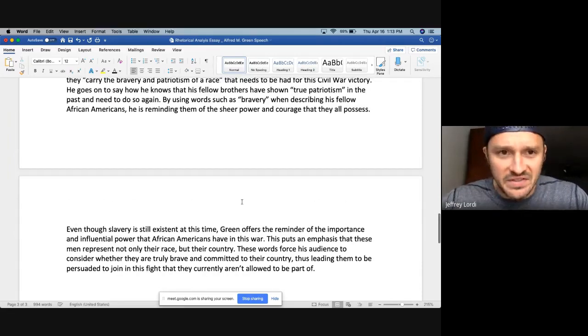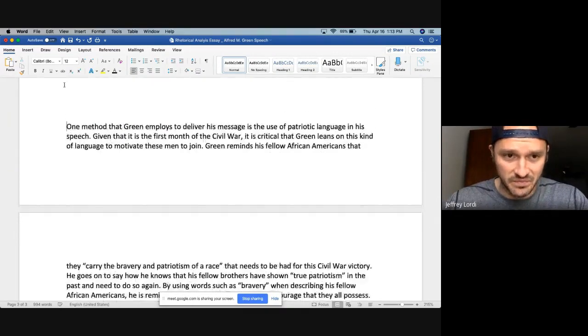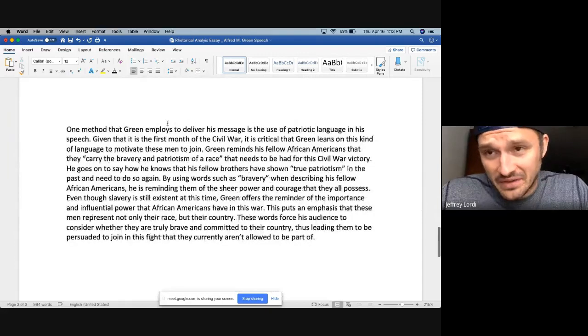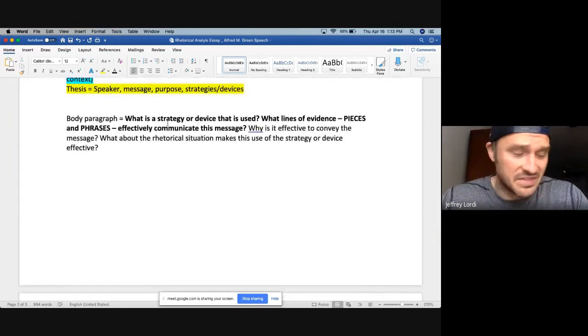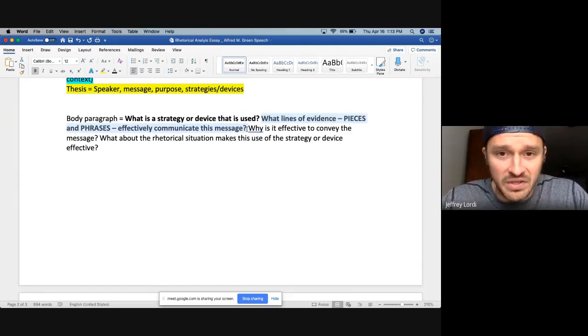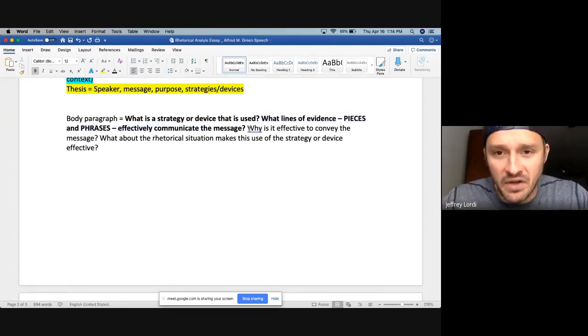All right, so this is not a perfect paragraph by any means, right? I'm actually going to bring this down here so we can see this. But I think it accomplishes everything, okay? And that was maybe 7 minutes with some explaining. But let's see if I discuss what strategy is being used. Do I have some evidence, pieces or phrases that communicate the message? And let's say the message that the author is going for.